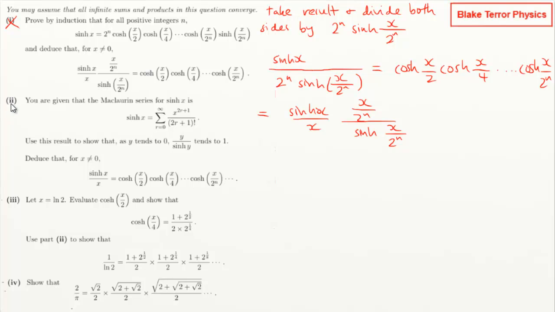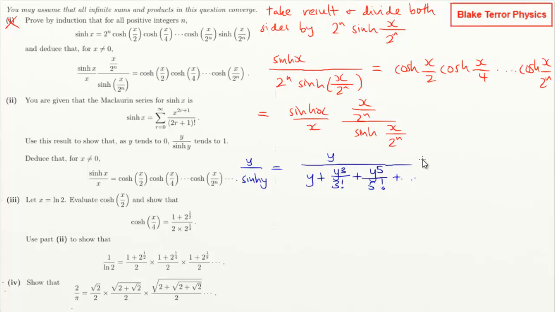I'll go for some blue here. You're given that the Maclaurin series for sinh x is that thing. Use this result to show that as y tends to 0, y over sinh y tends to 1. So y over sinh y is going to be y over, and what is this thing then? When r is 0, I'm getting y over 1, so I'm getting y. Then I'm adding y cubed over 3 factorial. Then I've got y to the 5 over 5 factorial and onwards.